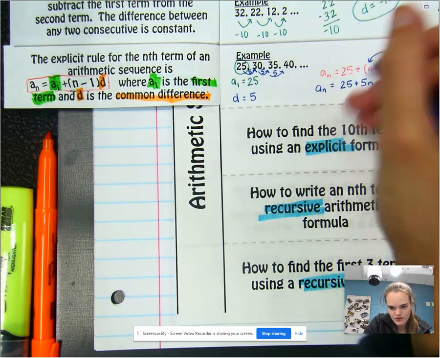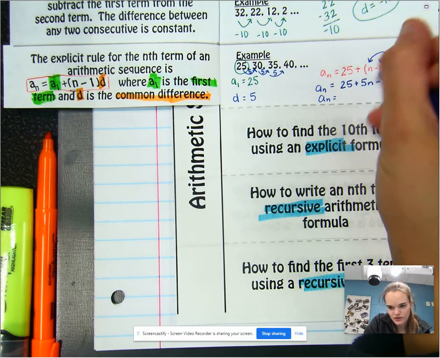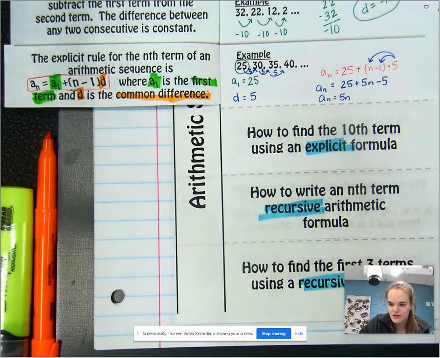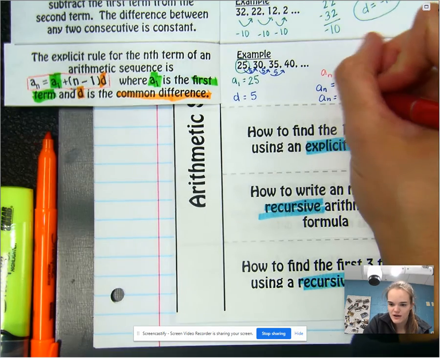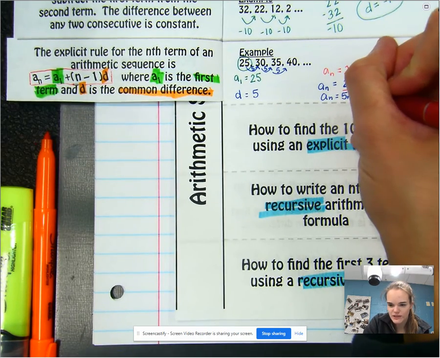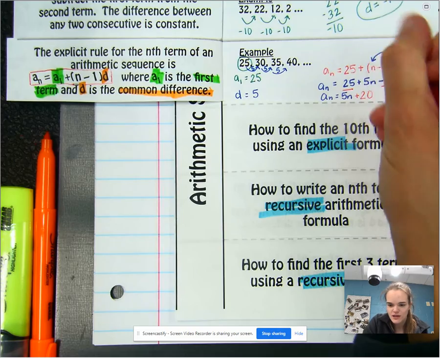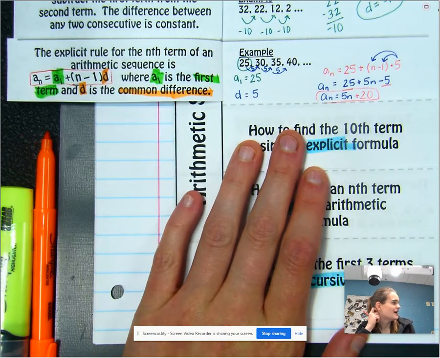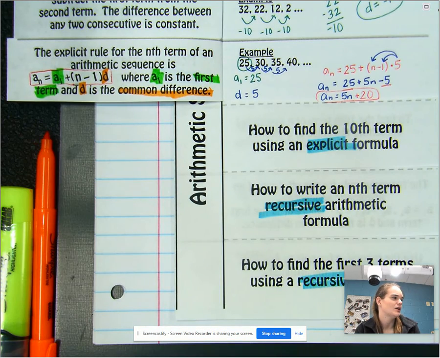Last part, a sub n equals. 5n does not have a like term, so I'm going to write it down. 25 minus 5 is 20. Here is my formula. That is what my answer would be, 5n plus 20. So explicit is the only one that you're going to simplify.